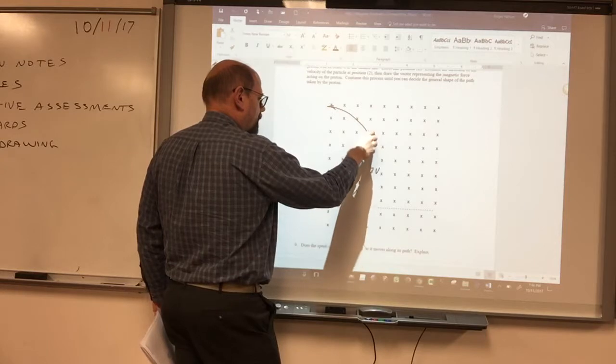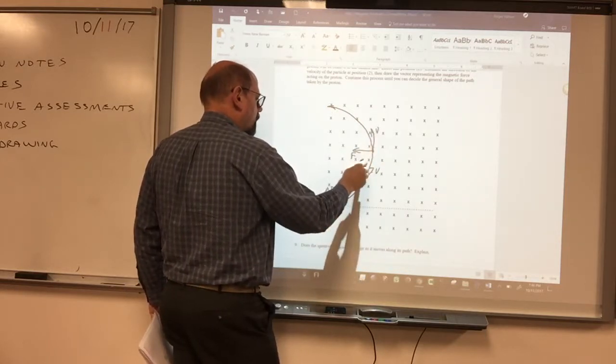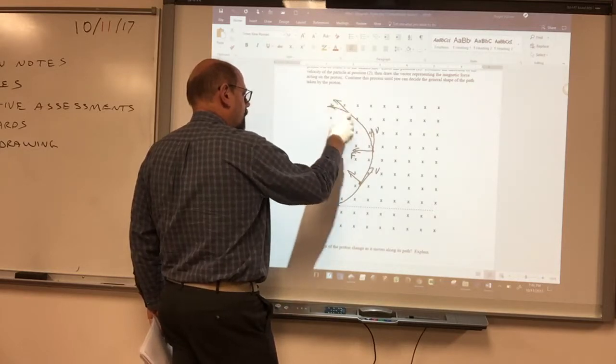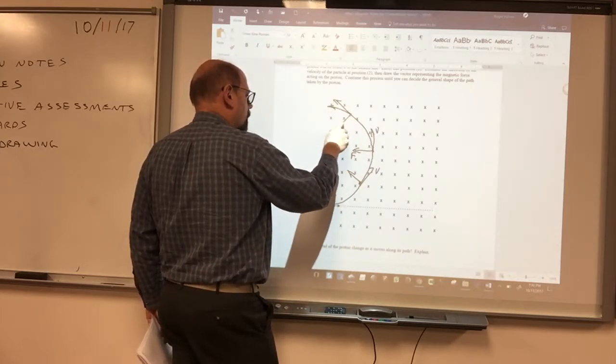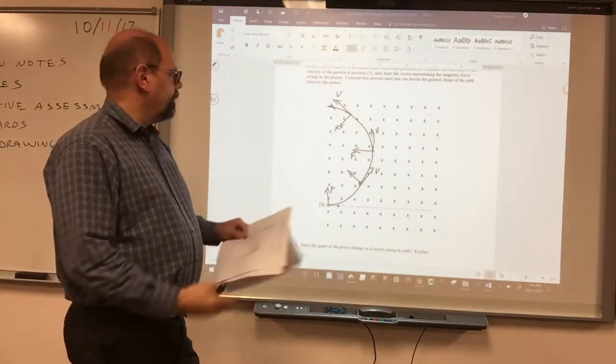At the top, that means the velocity is like this, and the force is here. Here's the velocity, there's the force. And even when I'm over here, let's say, there's the velocity, here's your force. So it's going to make a nice circular path when that comes through.